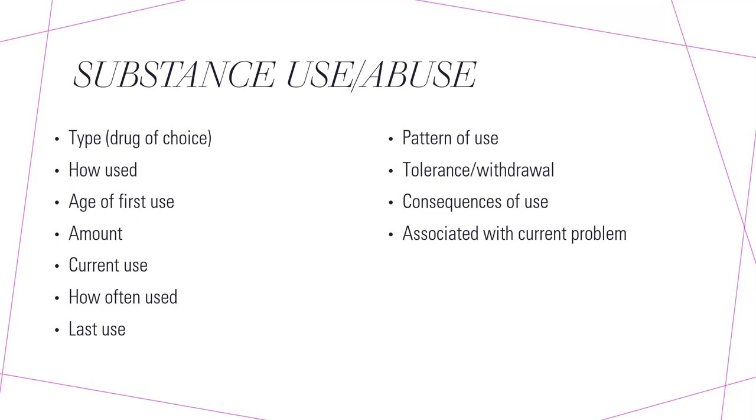When was the last use? Can they explain a pattern of use? So is this something social? Is this on weekends? Is it when they're stressed? Have they developed a tolerance or withdrawal? If they've tried to stop using it? And are there any consequences? Like, have they ever been arrested? Have they ever been fired? Have they had falling out with family members over their substance use? And is it associated with this current problem?